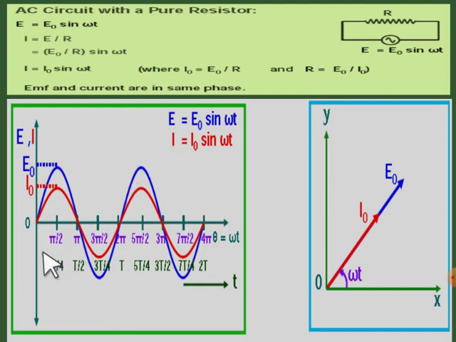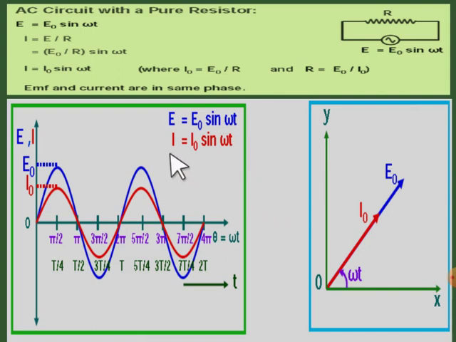Now that is depicted here in the graph. And now let's try to express these in terms of a phasor diagram. What is meant by a phasor diagram? A rotating vector that represents a quantity varying sinusoidally with time is called a phasor. Here you see both instantaneous EMF and instantaneous current are sinusoidally varying with time.